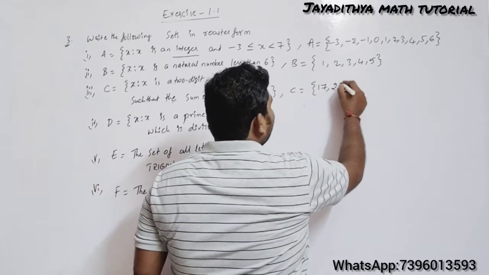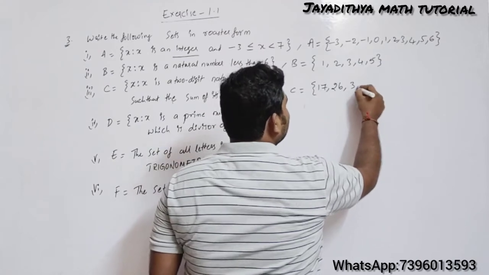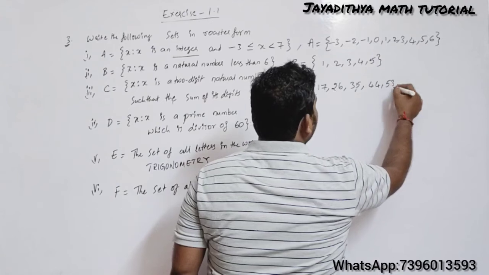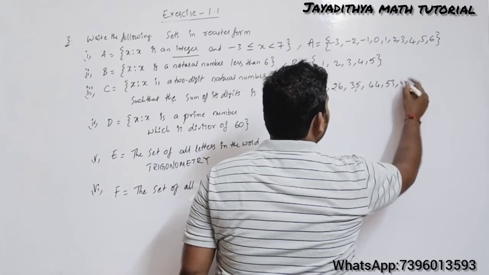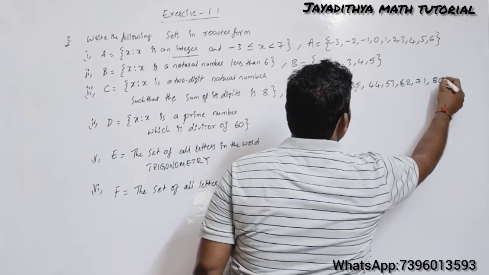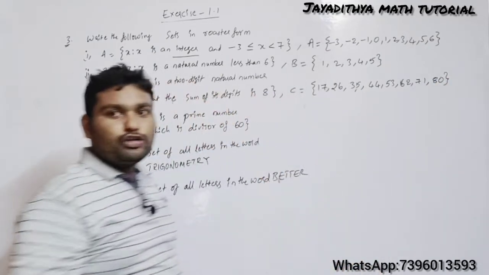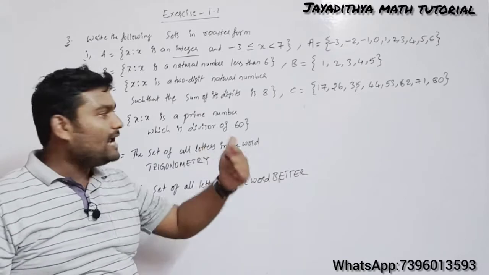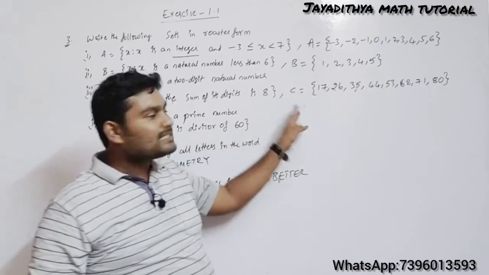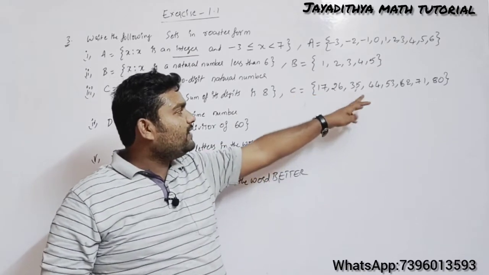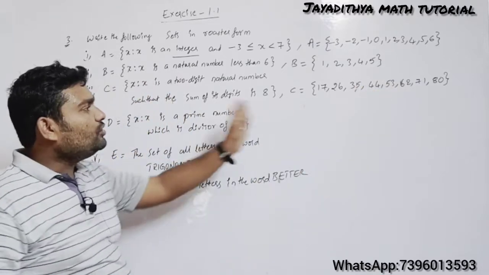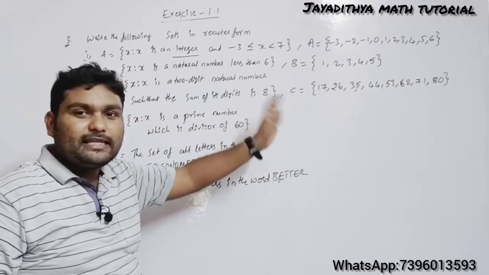The next one is 26. The next you can take as 35. The next ones are 44, 53, 62 and 71, and also you can take 80. Why? Because 80 is also a 2-digit number. If you add 8 and 0, you will get 8. So what are the elements in the set C? That is 17, 26, 35, 44, 53, 62, 71 and 80. Clear now? So write all the elements separated by commas in the curly brackets.